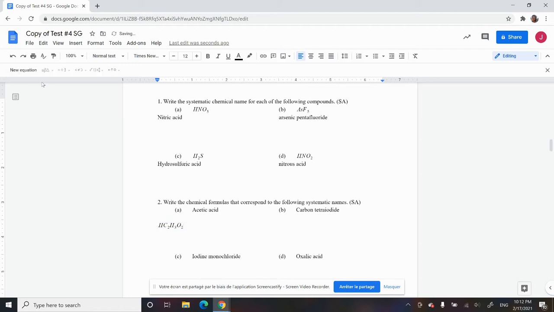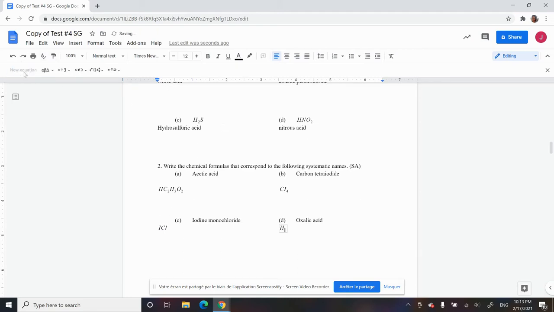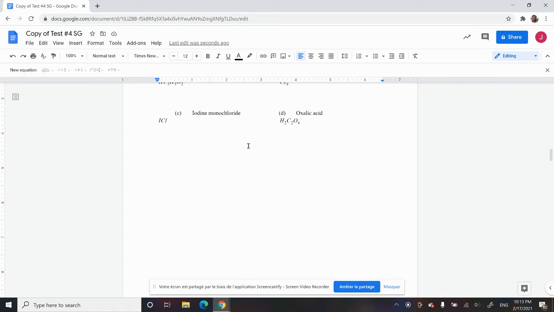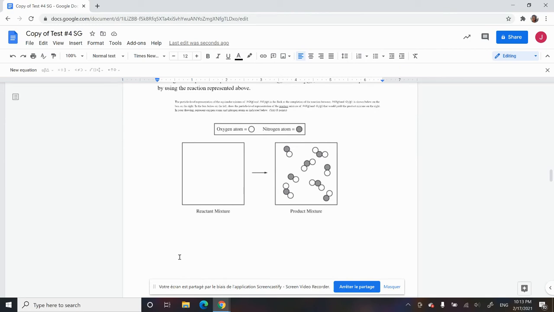For carbon tetraiodide, I get CI4. Iodine monochloride, that's just ICl. And then oxalic acid, I find oxalate on the polyatomic ion sheet. I crisscross it with H+. I don't simplify, just imagine that there's parentheses around the C2O4 with a 1 on the outside, which is why I don't simplify. All right, moving on to the next one.